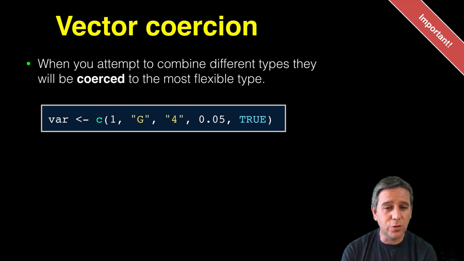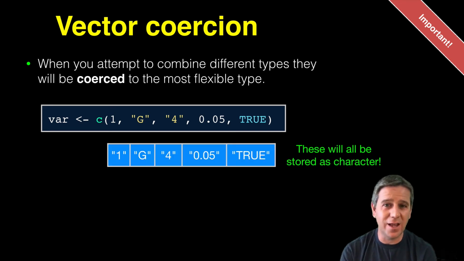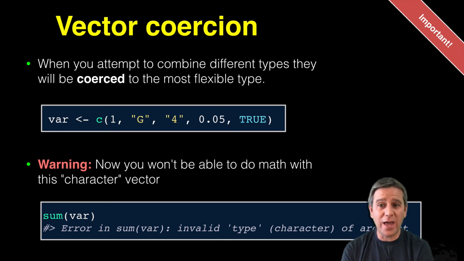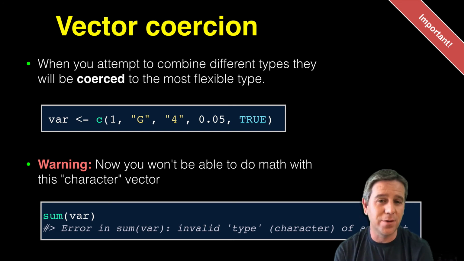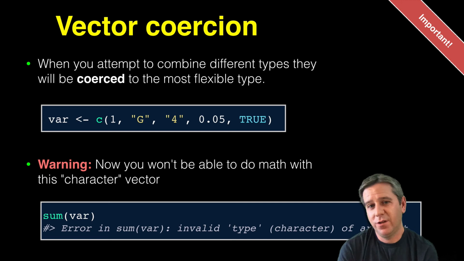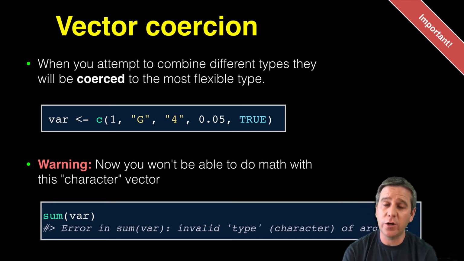Whenever I enter this in and tell R to print it out, it's actually going to return a character vector, and it'll look just like this: 1 with quotes, G with quotes, 4 with quotes, 0.05 with quotes, and TRUE with quotes. These are all strings. So that means I can't do math with it anymore. I can't, for example, call the sum of it, because it doesn't make sense to sum up characters, right? What's the sum of a G and a TRUE? That's not sensible. So it'll give you an error message.